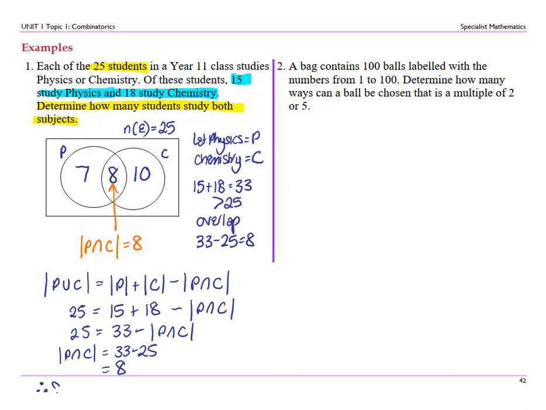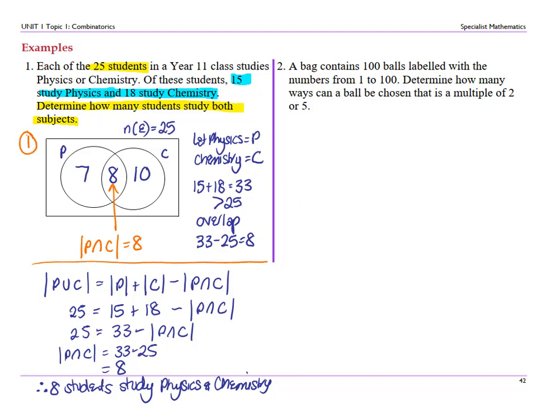So therefore, 8 students study physics and chemistry. So 2 ways of solving this problem. Method 1, drawing a Venn diagram. Method 2, using our inclusion-exclusion principle for 2 sets.